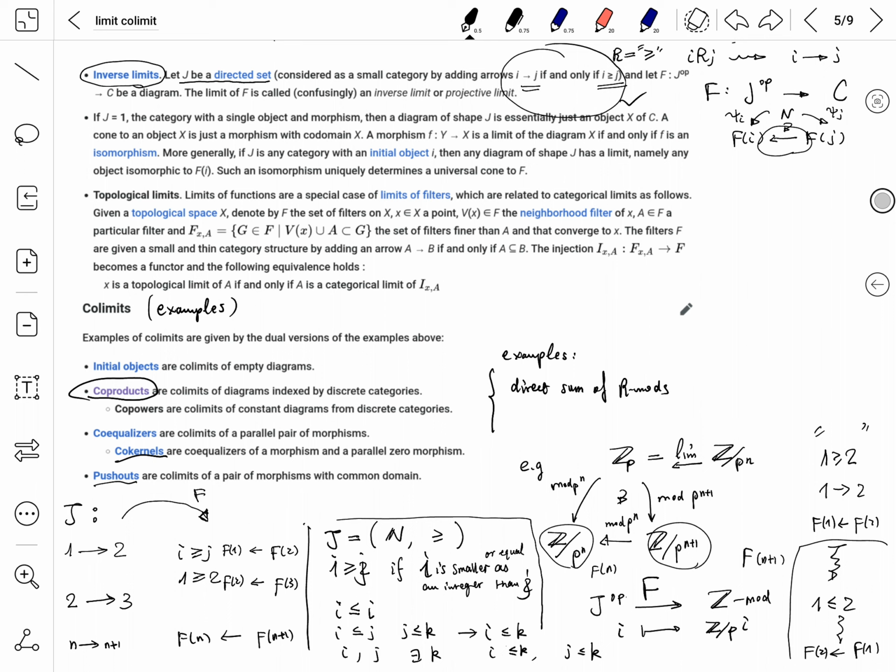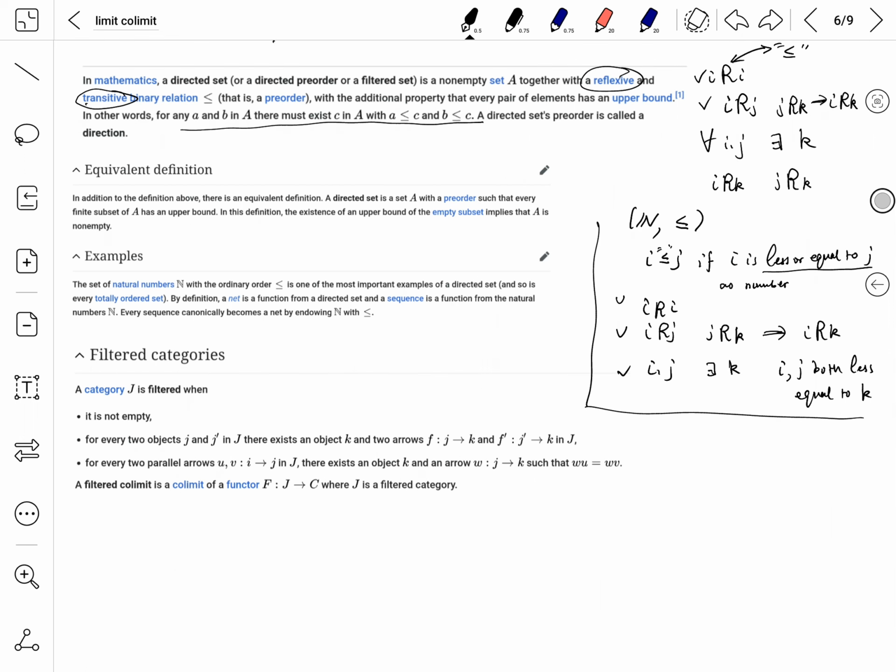Okay, so let's continue with this already described category J. Let me use it to define this functor F, and this gives us a cone. Define what is a cone, and use this cone to define what is the inverse limit. Is the object satisfying a universal property?